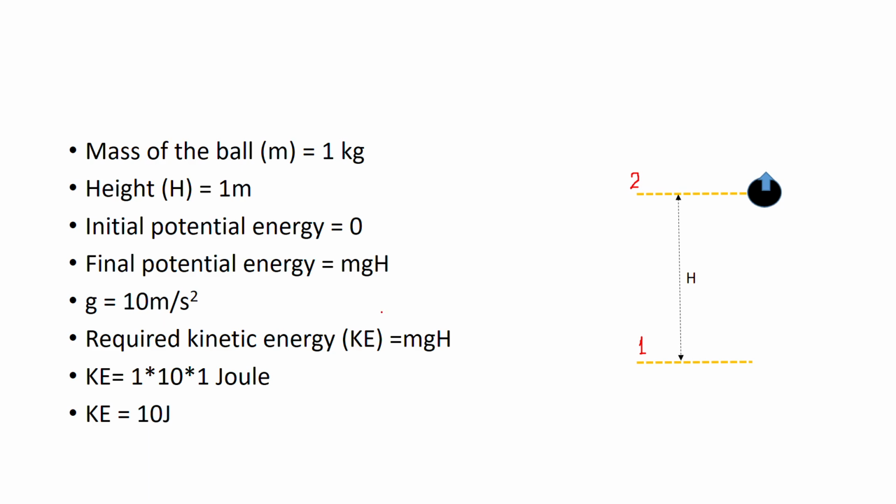That is, the difference, half m v2 square minus half m v1 square, equals mgh. So the required kinetic energy of the ball is 10 joule, putting in the numerical values: mass of ball as 1, g as 10 and height as 1. So the required kinetic energy is 10 joule. This we all know, and it is a very simple example.